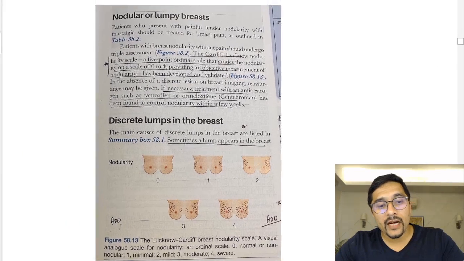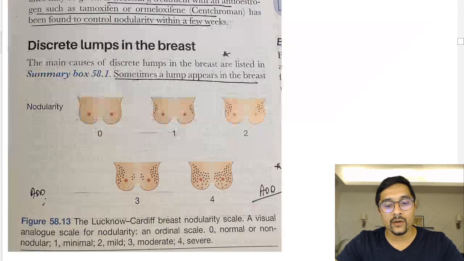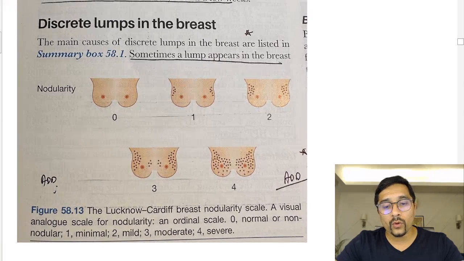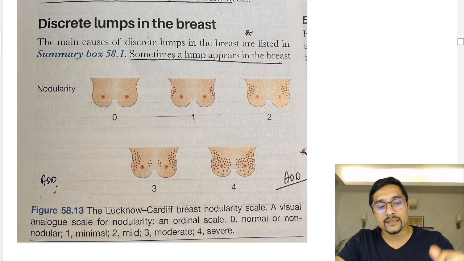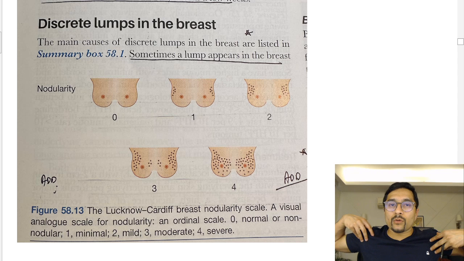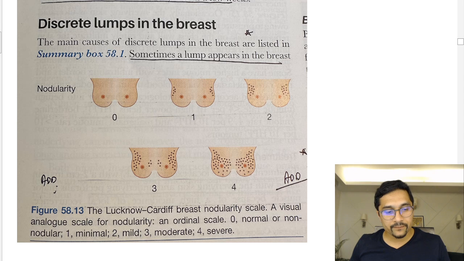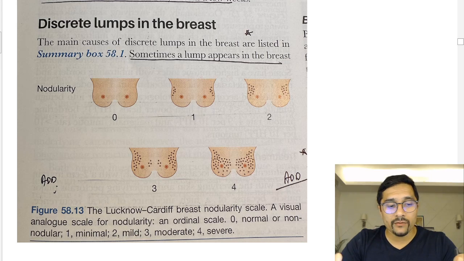Another update regarding these cysts or nodules is the Cardiff-Lucknow nodularity score. The Cardiff-Lucknow nodularity score ranges from 0 to 4, again seen in patients with fibrocystic disease. 0 is no nodularity, 1 is mild nodularity, 2 is significant nodularity, more in the upper outer quadrant, 3 is scattered all over the breast, and 4 is just diffuse nodularity. Again, for nodularity, I've told you Centchroman or tamoxifen is useful.